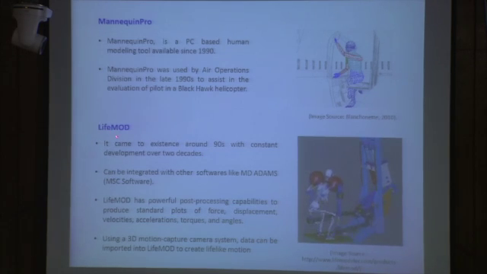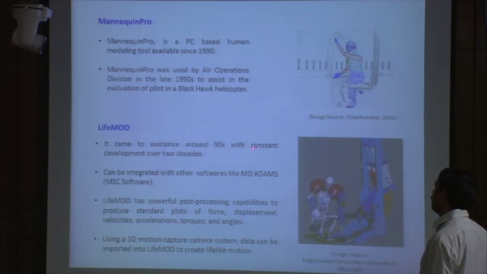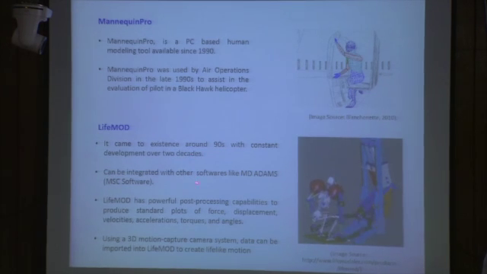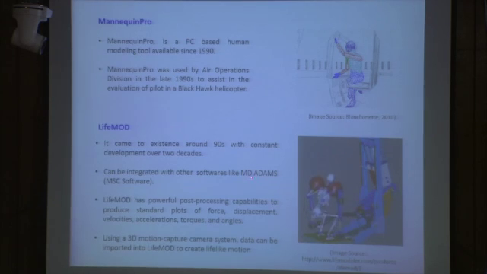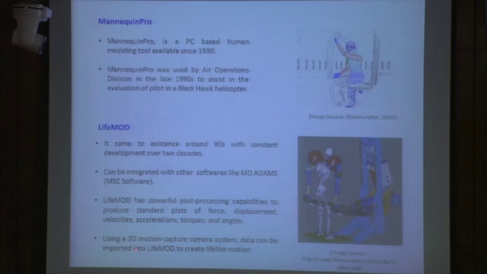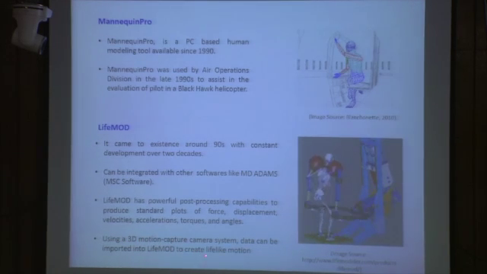Another software is known as LifeMod. It came into existence around the 1990s, with constant development over two decades. It can be integrated with other software like MD Adams. LifeMod has powerful post-processing capabilities to produce standard plots of force, displacement, velocities, accelerations, torques and angles. Using a 3D motion capture system, we can also incorporate human 3D motion data into this software, and we can create lifelike motion of digital human models.